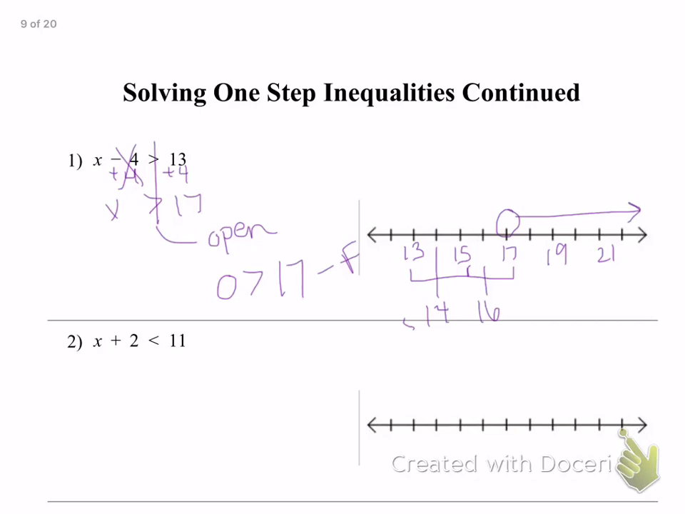Alright, so example number 2. We need to move over this 2. And we'll do that by subtracting 2 from each side. So you can see that these will cancel out, and you're left with x is less than 11 minus 2 gives you 9. So once again, I'm going to do my number line like how I did before.